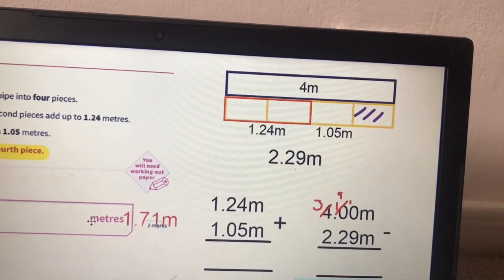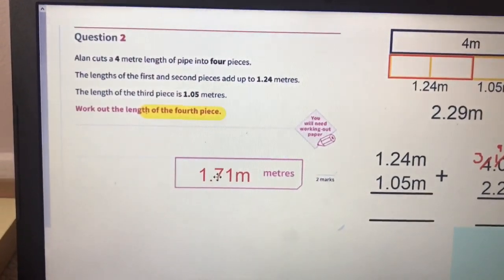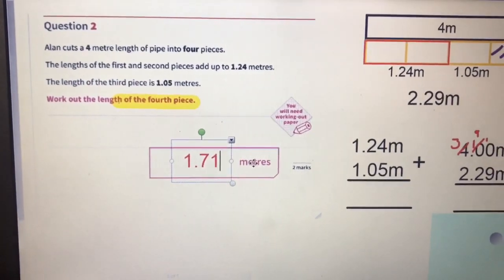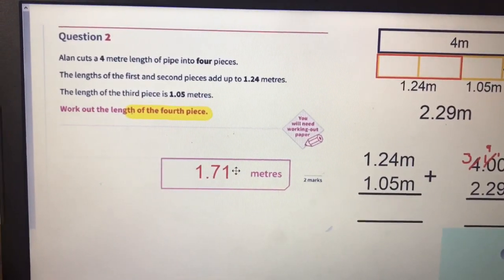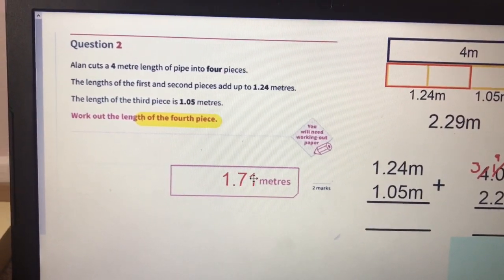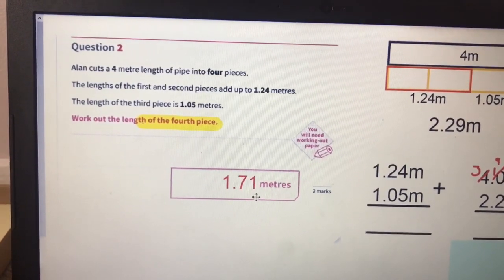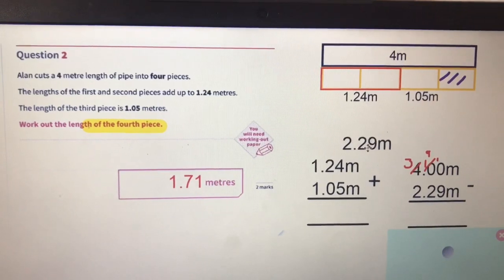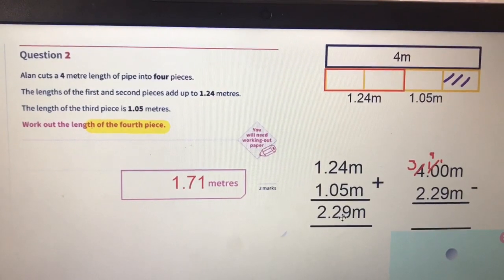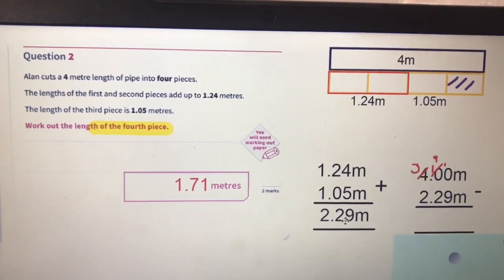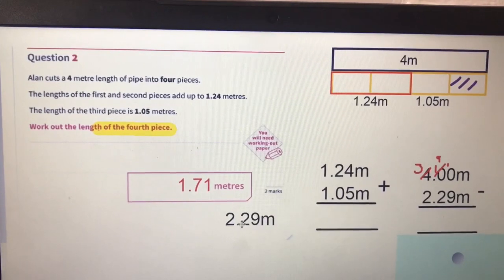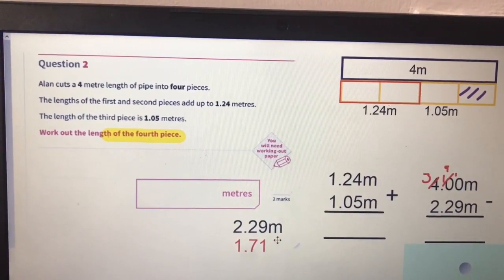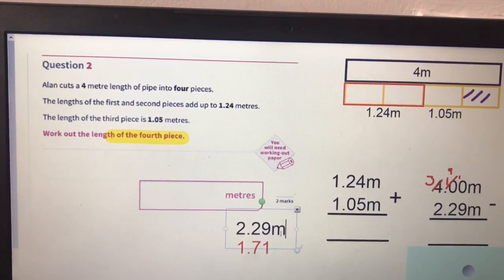So my final answer is the following, and I can get rid of my units here because it's already given me my units in the answer box. So my final answer is the 4th piece is 1.71 meters. Now if I really wanted to check my answer, I could just do the following. I could add this value together and this value together, and it should give me the answer of 4.